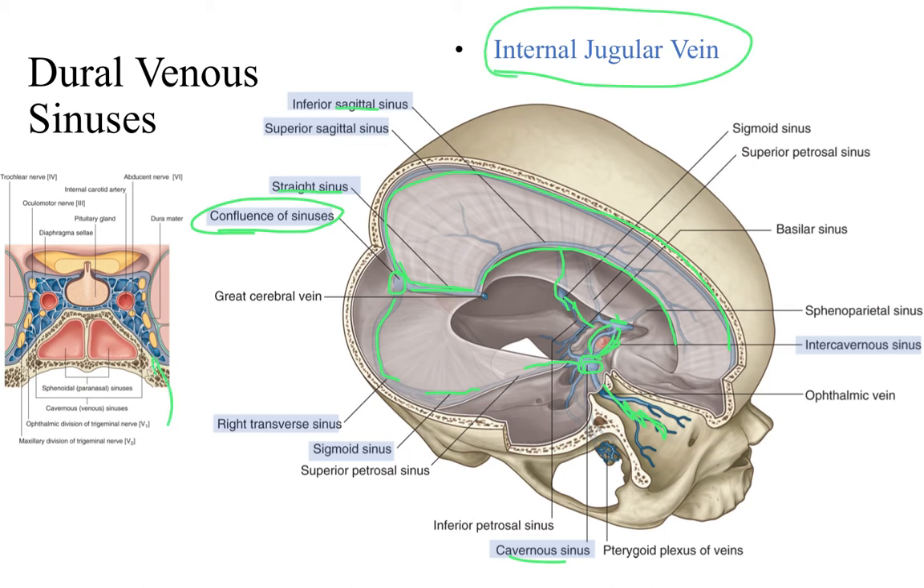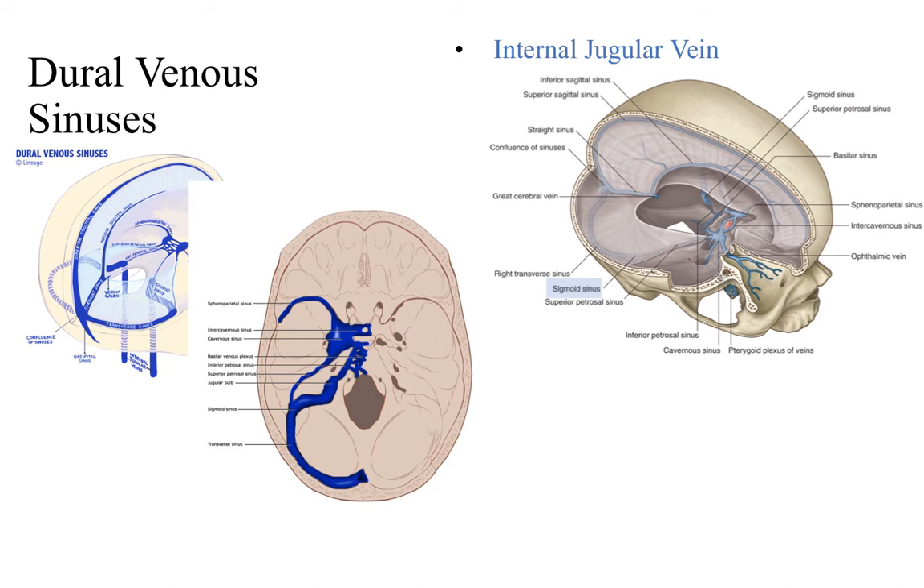So if you look up here, this is another picture of what the cavernous and intercavernous sinuses would look like. Also note that these are dural venous sinuses, not to be confused with sinuses within the maxillary bone that have different functions. Those aren't filled with venous blood, whereas these dural venous sinuses are filled with venous blood.